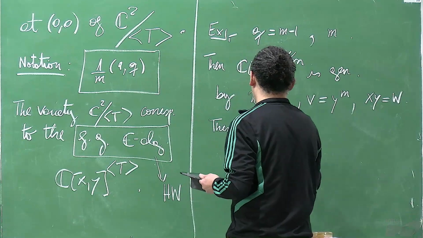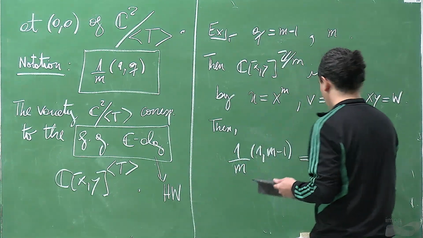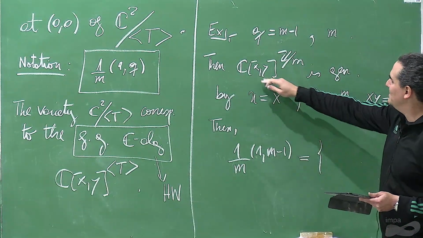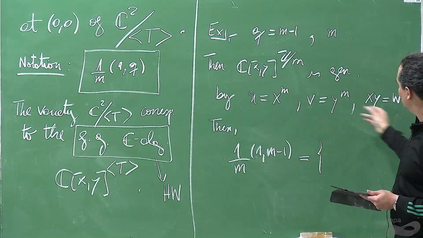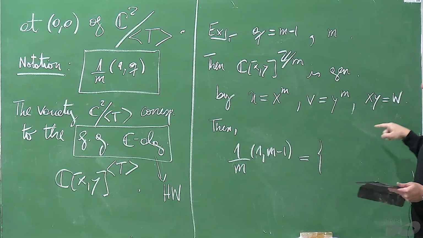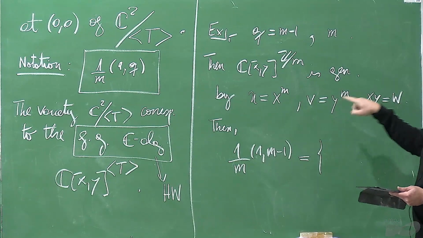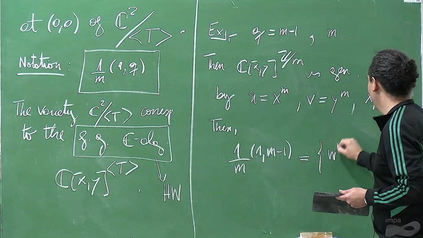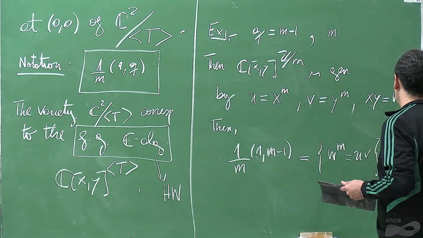So 1 over m, (1, m minus 1) can be thought of like this. Here you have the finitely generated algebra with these 3 generators, but there is an obvious relation, which is w to the m equals uv. And you think about this in C3.